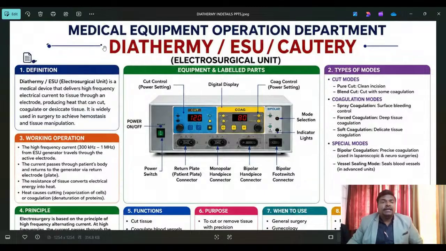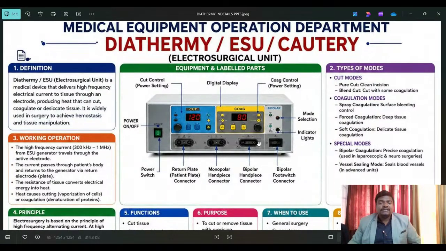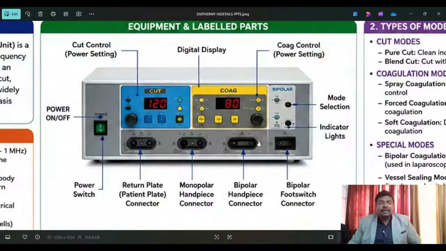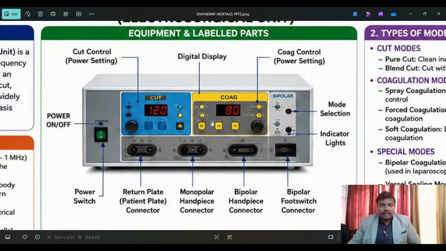Okay, right, come to the point. Today: medical equipment operation department, diathermy, ESU, CAUTERY, electrosurgical unit, equipment and labeled parts. Now we focus on how an electrosurgical unit looks. If you take multiple types depending on the manufacturer, the features are different, the settings are different, and the construction is completely different. But the main operation is the same, the function is the same, and some more options may be there, then it will vary.